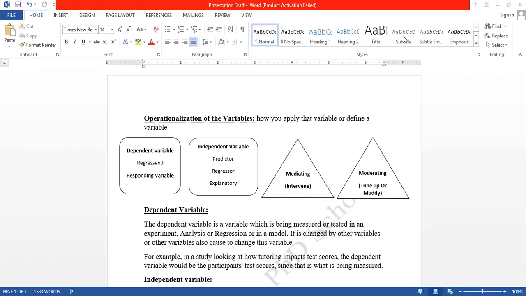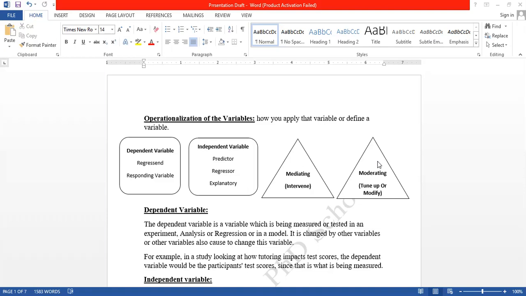Here you can see we have written some kinds of variables in boxes. This one, where the cursor is showing, is the dependent variable, also called the regressand or responding variable. In the other box, you can see the independent variable, also known as the predictor, regressor, or explanatory variable. In the triangle, you can see the mediating or intervening variable, and the fourth variable is the moderating variable. You can also call it by other names, such as tune up or modify variable.